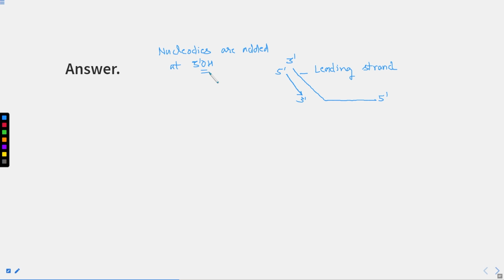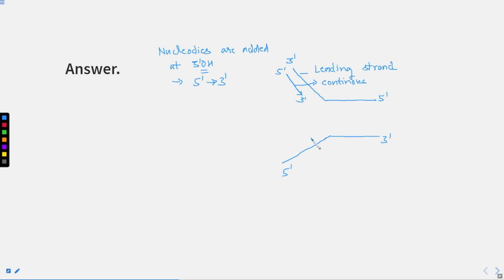They are added at the 3' OH, and the direction of synthesis is always 5' to 3'. This is the continuous synthesis. But what happens at the other strand? This is the other strand. What will be the polarity here? This is 3' to 5'.